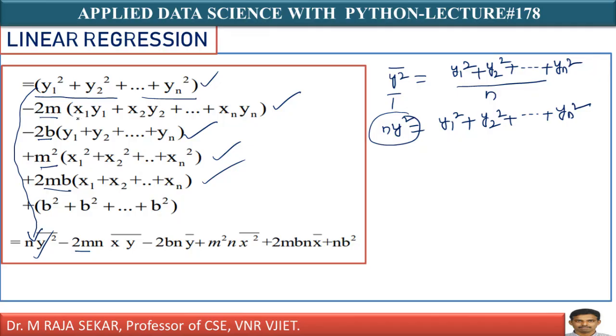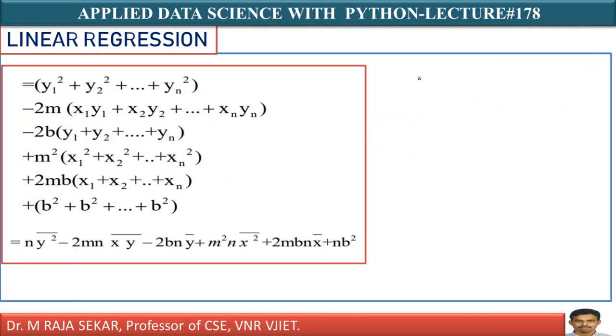What about this particular term? How can I write it? Let me write like this: xy bar. xy bar means what? x1 y1 plus x2 y2 plus so on xn yn whole by n, isn't it? That is xy whole bar.